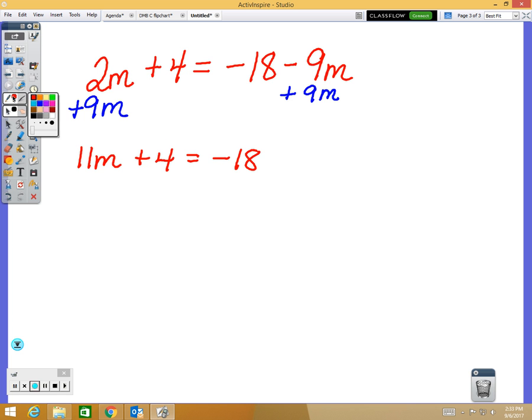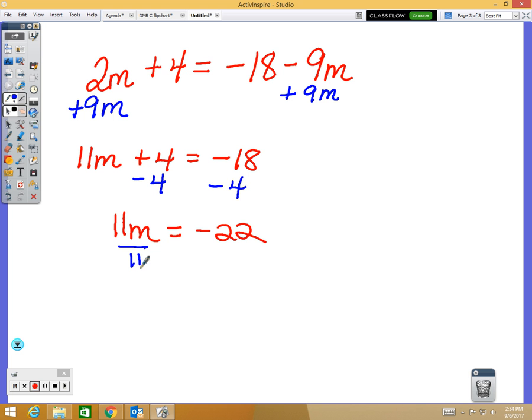Now I'm going to go ahead and show the steps since I'm doing the notes up here and I don't want to just show all mental math. Minus 4 on each side. That's going to leave me with 11m equals negative 22. And then lastly, dividing by 11 gives me final answer of m equals negative 2. Raise your hand if you got that right.